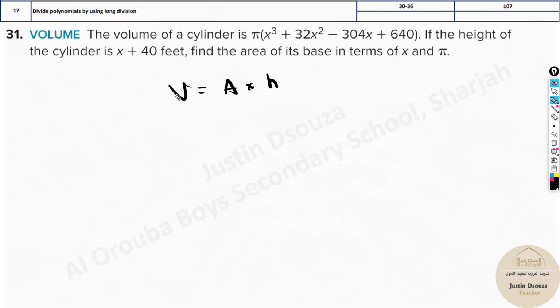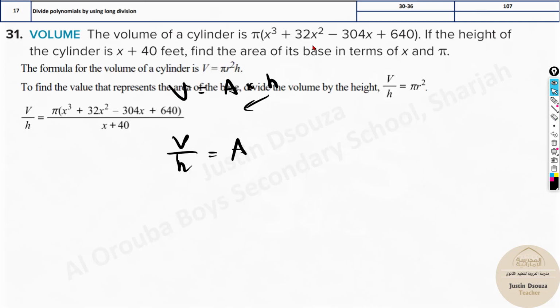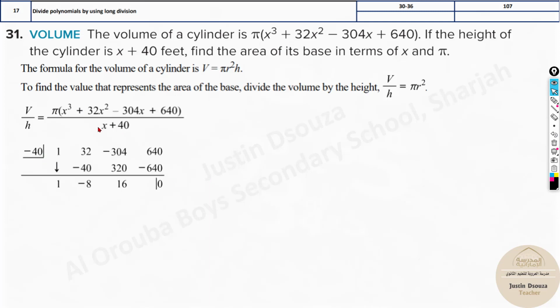Now we know the volume, we know the height, we need the area. Take the h to the other side, it will be v divided by h is equal to area. This is the concept. So basically divide this by this. Just now we have done the same concept. You can see this entire term divided by this term. What would happen now? They have again used synthetic division. So I'll just tell you how synthetic division is done.